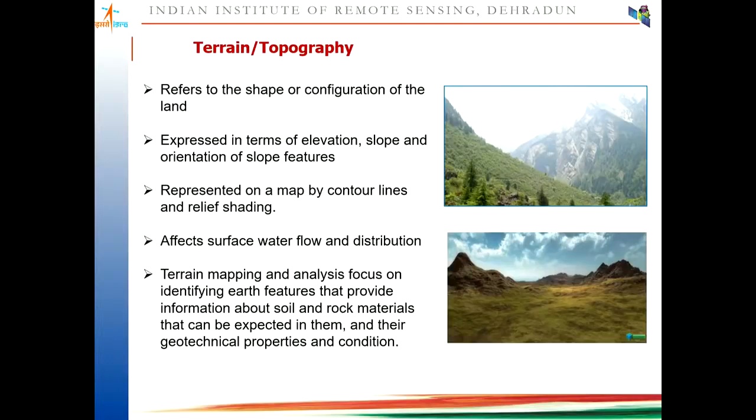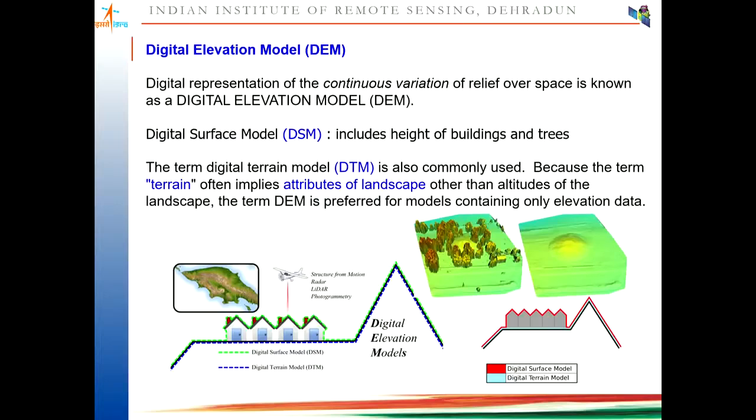We can generate a digital elevation model through contour lines, which are available on Survey of India topo sheets or topographical maps of the region. This elevation information helps us know how the surface runoff water will flow and how it will be distributed in the area. Technically, the digital elevation model is the representation of continuous variation of elevation over the space.